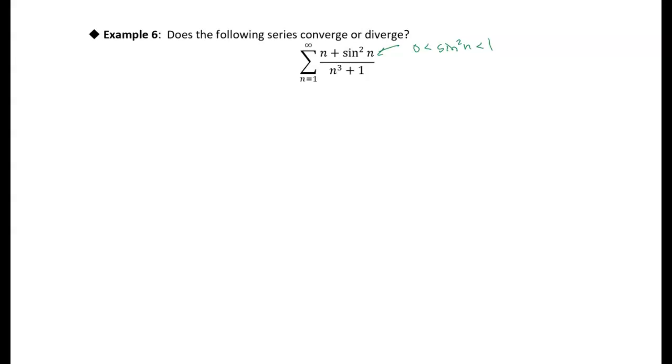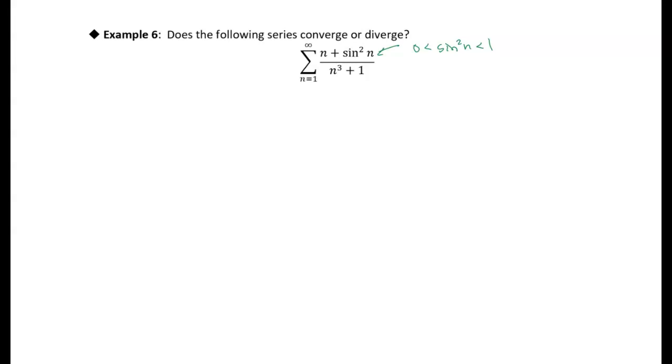So if I've got something that looks like n plus 1 over n cubed plus 1, those plus 1s are really going to be negligible once n gets big. So it's going to start looking like 1 over n squared, which I know converges. So I probably want to compare this to a p-series, 1 over n squared, which I know converges. So let's see if we can do that.